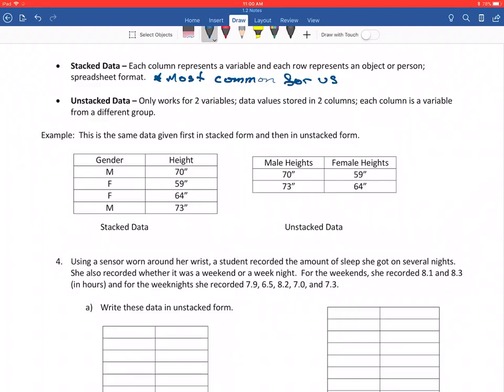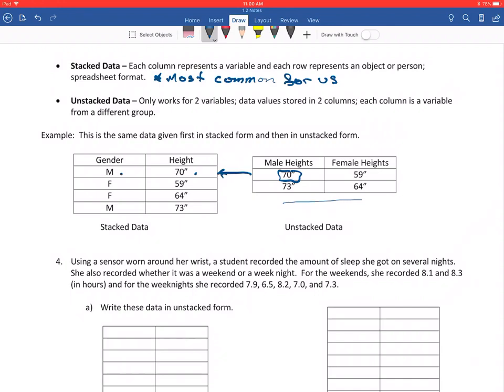Unstacked only works for two variables, first of all, and it says data values are stored in two columns and each column is a variable from a different group. What you notice over here in the unstacked form is that this one value right here of 70 inches tells me two things. It tells me a height and it also tells me that I am talking about a male. Whereas over in this one, those are separated. Height and gender are given in two different areas.